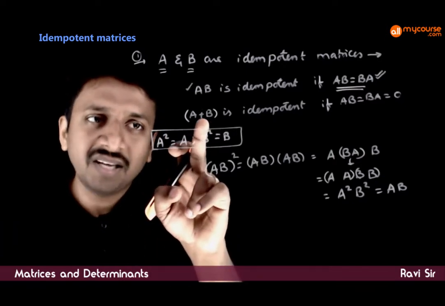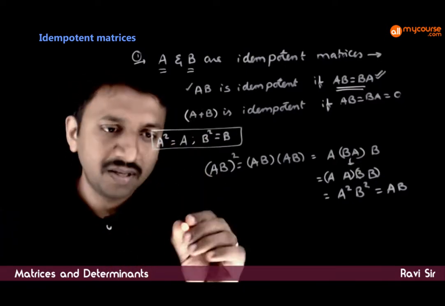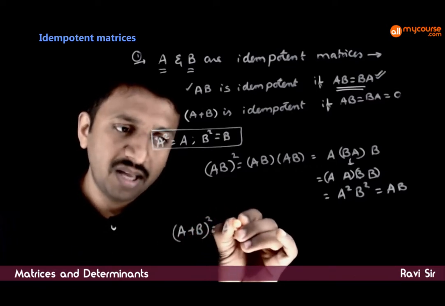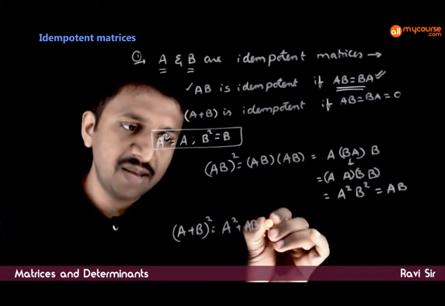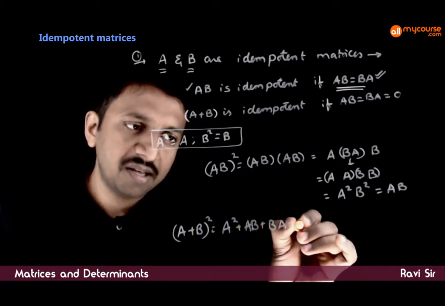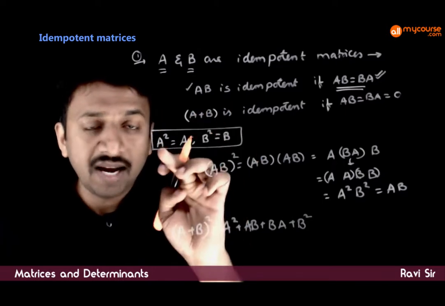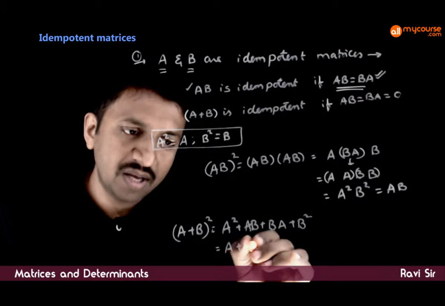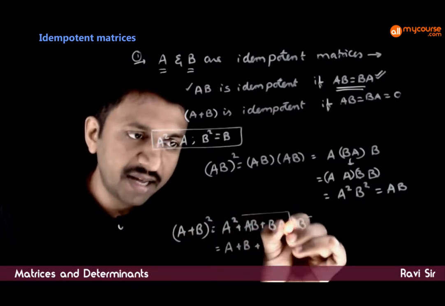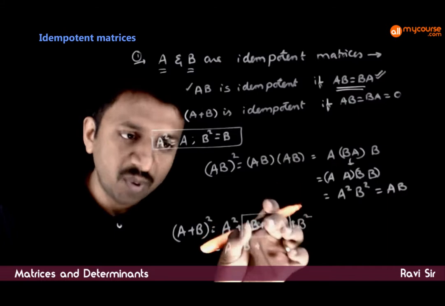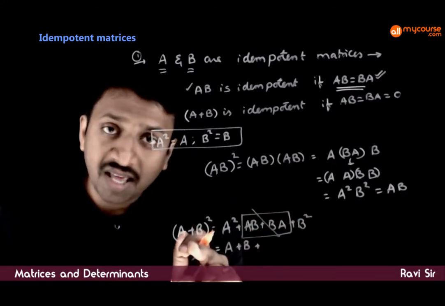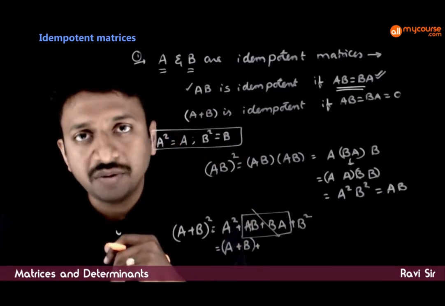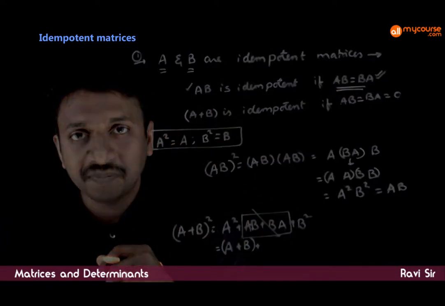The same thing can be thought of for A plus B. A plus B whole square is equal to A square plus AB plus BA plus B square. A and B are given as idempotent matrices, so A square is equal to A and B square is equal to B. And if AB and BA are both 0 matrices, then A plus B whole square is equal to A plus B, hence A plus B is also an idempotent matrix.